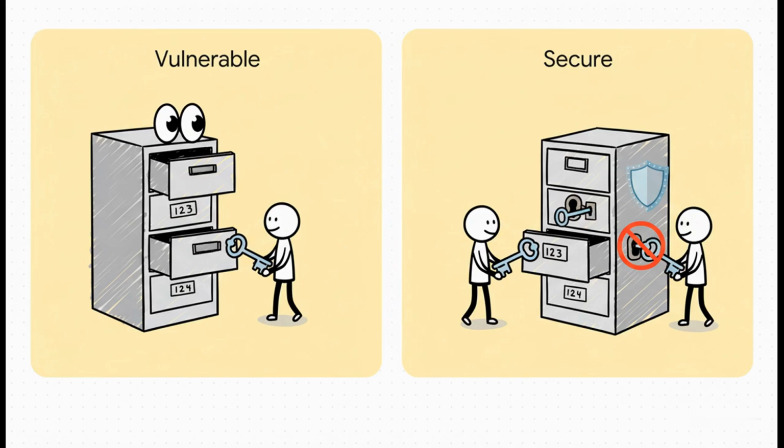The fix is so simple, but so critical. Look at the code on the right. After we fetch the invoice from the database, we add one more check. Does this invoice actually belong to the person who's logged in right now? If not, we immediately shut them down. It's that one extra if statement that separates a secure app from a massive data breach.